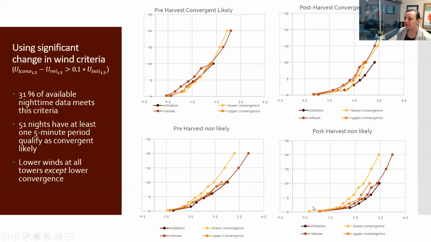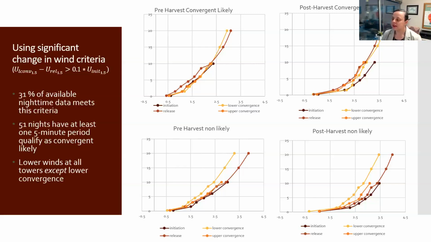So using this significant change in wind criteria, I've broken the data down into 4 different categories here. On the left-hand side, these 2 graphs are conditions pre-harvest, and on the right side are after harvest. We threw out the days where they were actually harvesting.